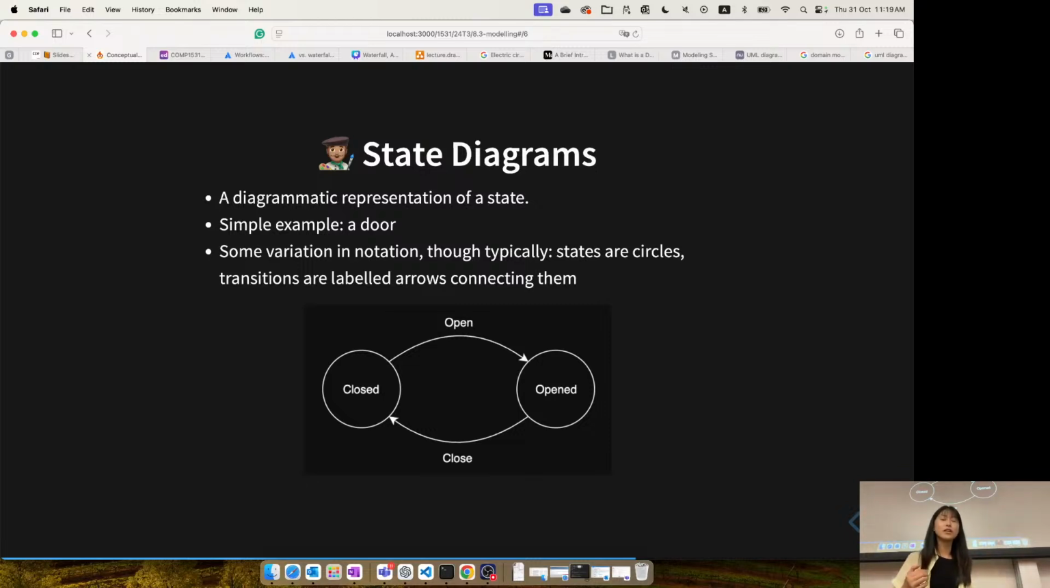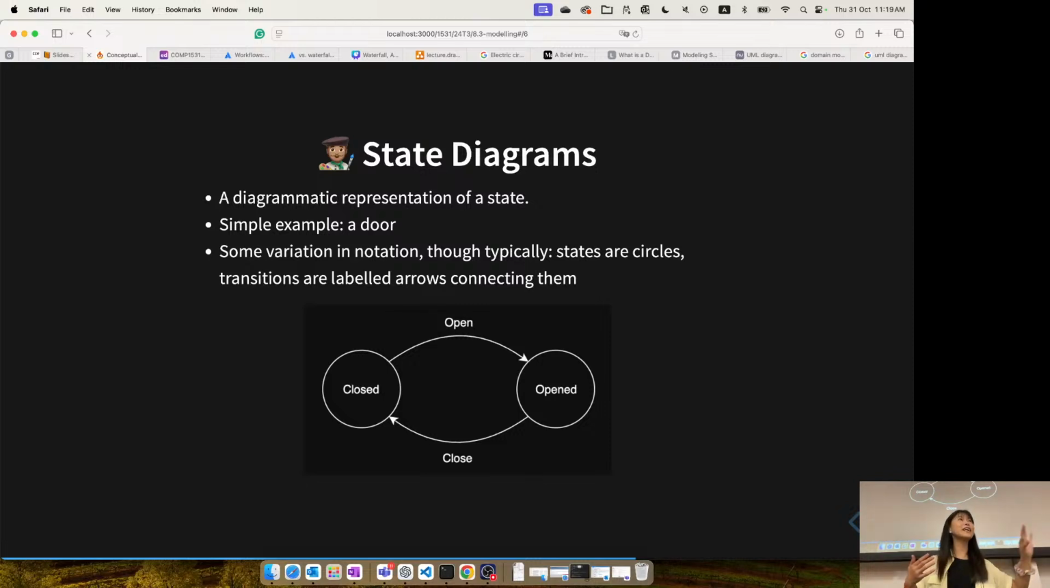Okay, so before we say what a state diagram is, let's have a look at this example. This example is a state diagram for a door. A door can have two states. One is closed, one is opened, right? And it can transit from each other, right? So it can transit from closed. When you open it, it changes to another state called opened. And while it is at the state of opened, you shut the door, the state changes to closed. Right.